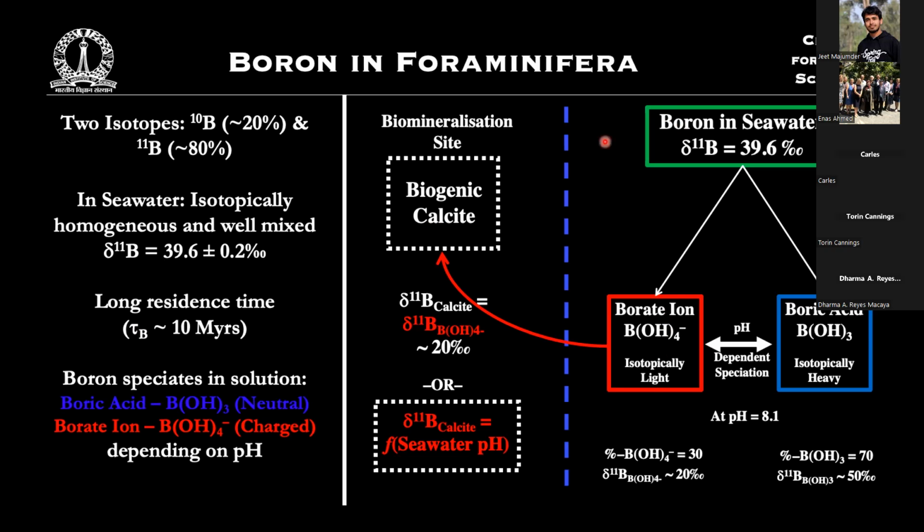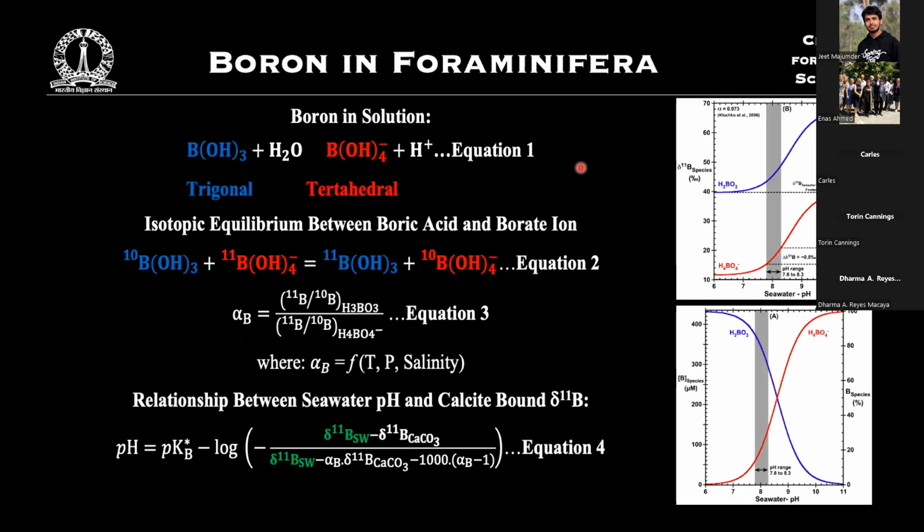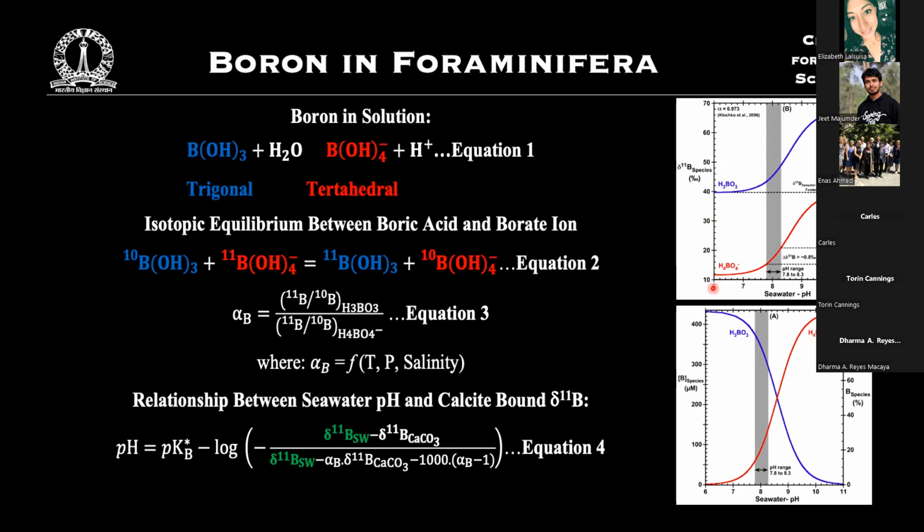Now we can look at it in a bit more complex way, where, hang on a second, let me try and get this thing minimized. Okay, better. On the right-hand side, we have the seawater pH on the x-axis going from 6 to 11, and delta 11 boron of speciation of boric acid in blue and borate ion in red. In the bottom right-hand plot, we have the speciation in terms of concentration, same idea, boric acid in blue, borate ion in red.